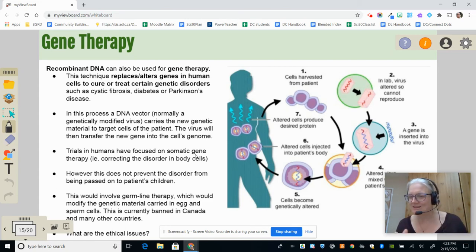They're not going into egg cells or sperm cells, which is what is going to be passed on to the next generation. That's actually banned in Canada and most other countries as well. Right now, we're not allowed to alter that DNA in egg and sperm cells, but we can do trials in human cells to try and fix or change the DNA in human cells.